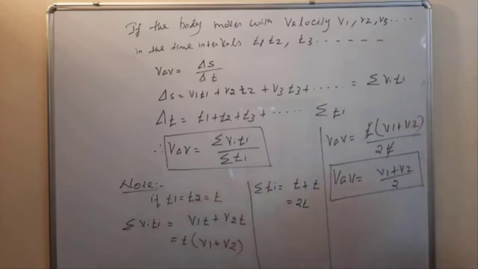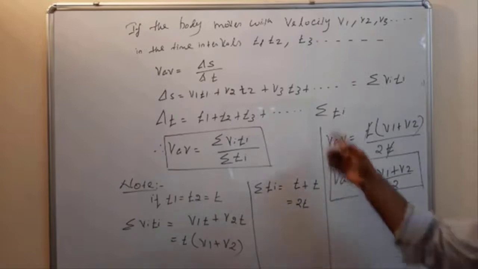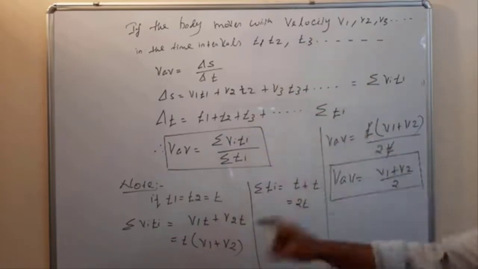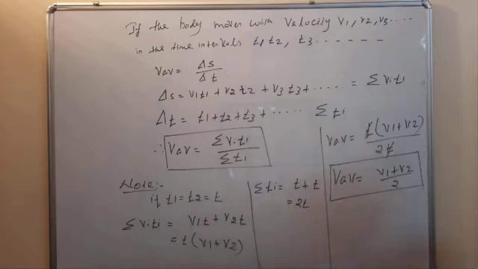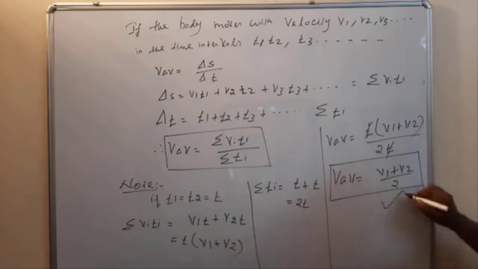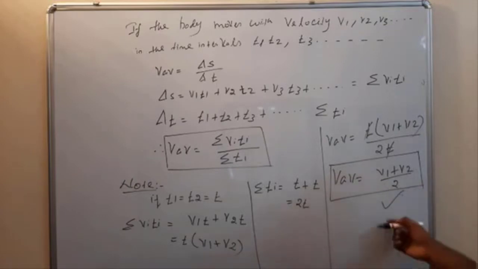So this is the average velocity in the case of a body moving with different velocities in the same time interval. Okay, same interval. This formula is also very important. So we will use this formula for solving the numericals.